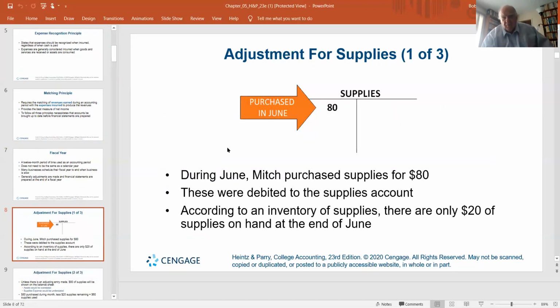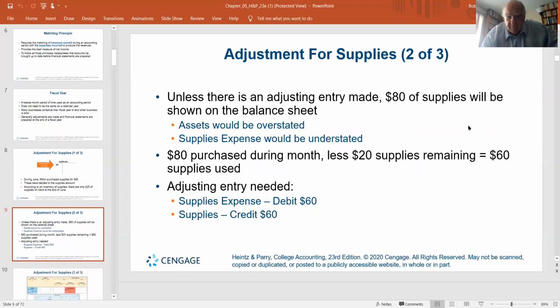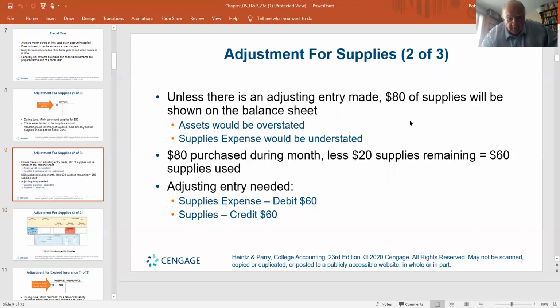And here they're just going over some of the entries. You purchased $80 worth of supplies, and at the end of the month, you only had 20 left. So you used 60 of those supplies. If you don't record the entry, your financial statements would be wrong. You'd be recording an asset you don't have, $60, and your expenses would be understated. So our journal entry is going to be a debit to supplies expense because we did use those $60, and we're going to reduce the prepaid supplies.